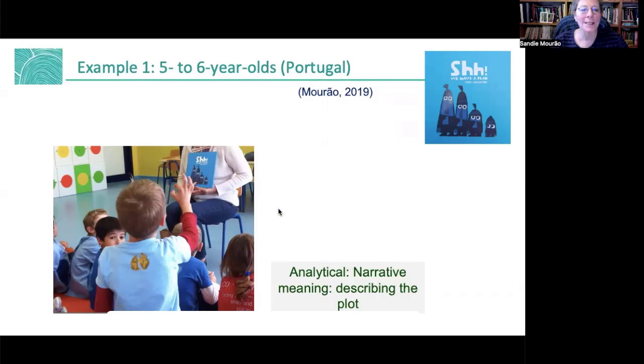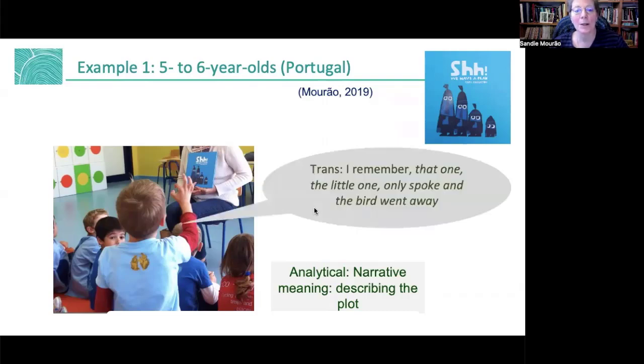This is an example from when I was showing the picture book. This was actually the third time that they had heard it. This little boy said in Portuguese, I remember that one, the little one only spoke and the bird went away. So he was providing a very short summary of the picture book. This is a lovely example of an analytical response, where he is describing the plot, from narrative meanings.